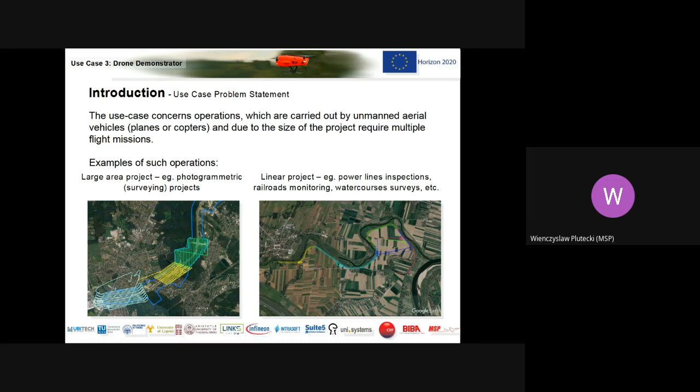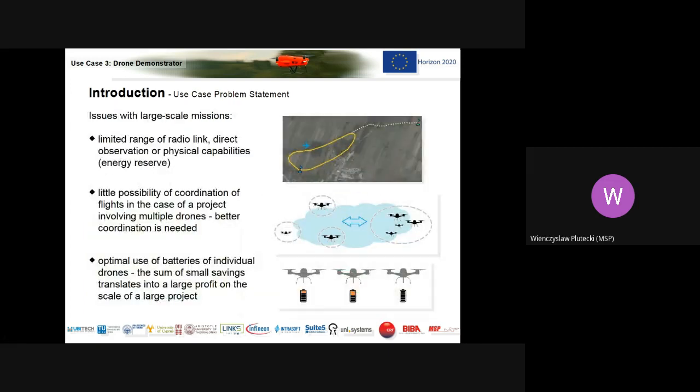where we need to collect a set of data for areas of dozens or even hundreds of square kilometers. And on the right, there is an example of a linear object, which can be power line infrastructure, railroad, roads, water lines, pipelines, and so on. These examples of projects require multiple flight missions, and there are some issues and challenges connected with this.